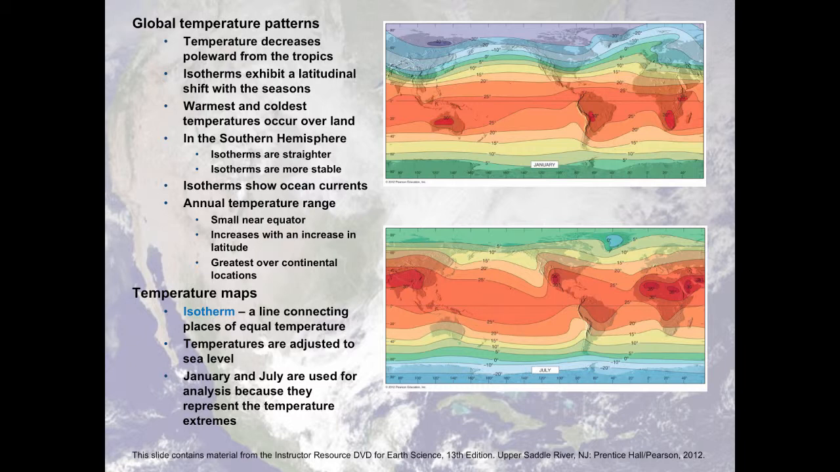In the southern hemisphere, isotherms tend to be straighter. You can see that on these two plots. And isotherms tend to be more stable. That actually has to do with the absence of continental mass in the southern hemisphere. Remember, the southern hemisphere is considered the water hemisphere, and the northern hemisphere the continental hemisphere, if you think back to those patterns of continental arrangement.